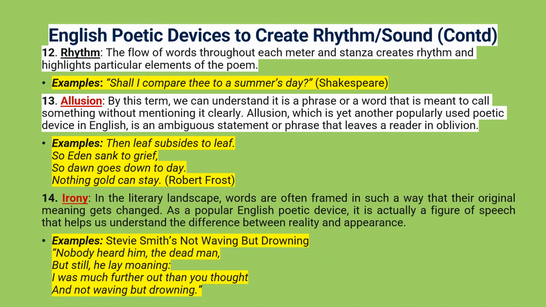The next one which is given in this slide is irony. In the literary landscape, words are often framed in such a way that their original meaning gets changed. As a popular English poetic device, it is actually a figure of speech that helps us understand the difference between reality and appearance. That means in Hindi, if you say kathni or karni mein farak, that is, what is said is not done. This is the meaning of irony.